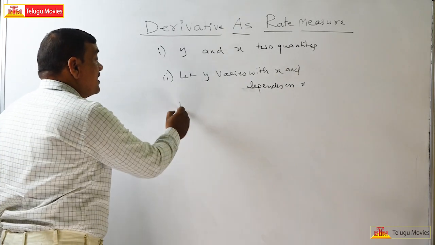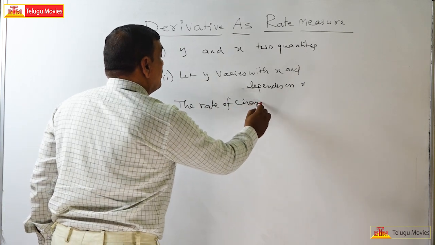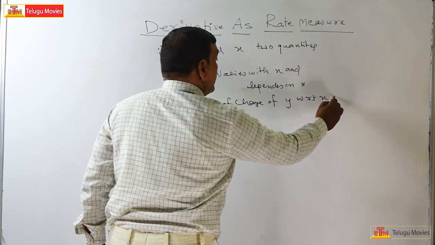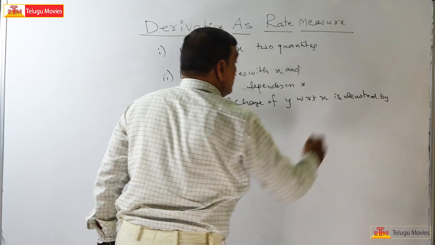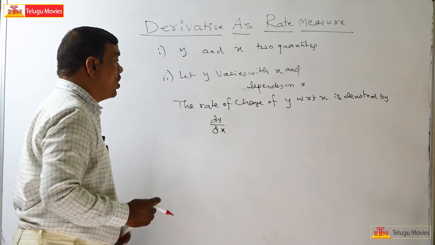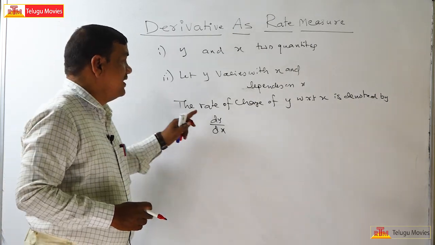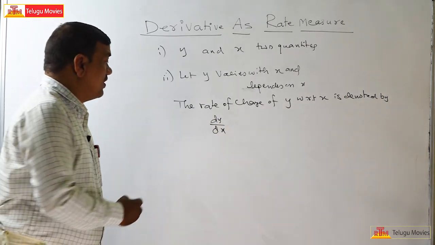So y varies with x and y depends on x. Then the rate of change of y with respect to x is denoted by dy by dx. The rate of change of y with respect to x is denoted by dy by dx. Okay? So let us take one example.